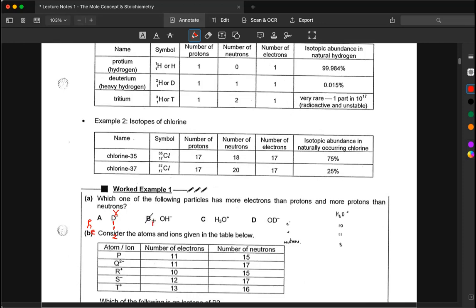Then look at this one, you can do the same thing. I will not do these two. This is the answer. The method is the same. So O has 16 nucleons, so you have 8 protons and 8 neutrons. Plus hydrogen, protons become 9. There are no neutrons in hydrogen, so neutrons remain 8. Electron-wise, 8 plus 1 plus 1, because of the negative charge, so you have 10. So this is correct. You have more electrons than protons and also more protons than neutrons. All right.